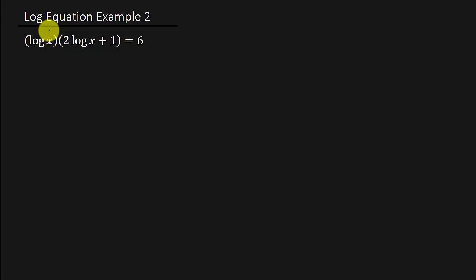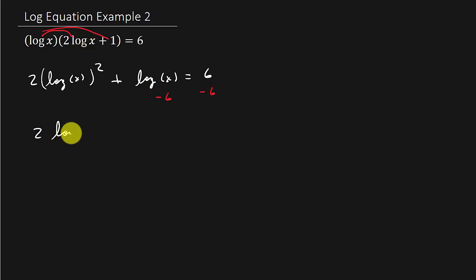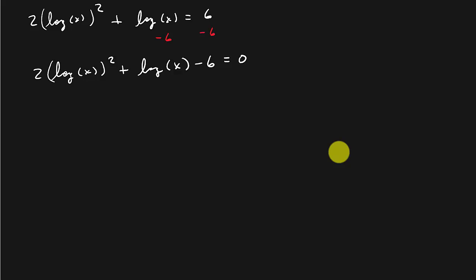So first thing I want to do is distribute the log x. And so that's going to give me 2 log x squared. Okay, log x times log x is log x in parentheses squared plus log x equals 6. And then I'm going to subtract 6 from both sides. So I get 2 log x squared plus log x minus 6 equals 0.